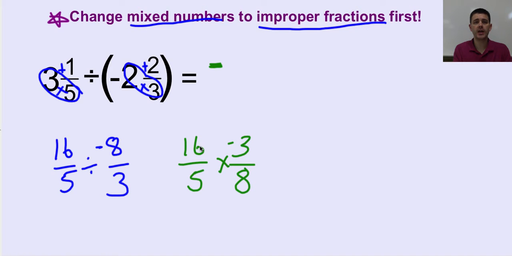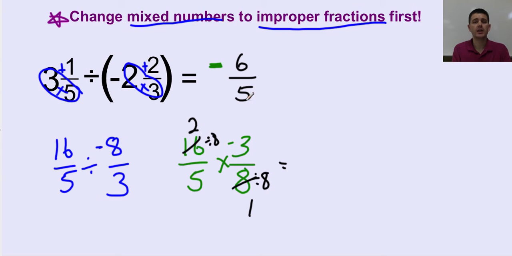Once it's written as a multiplication problem, now I can cross simplify. 8 and 16 can both be divided by 8. I can't simplify anymore, so I multiply. 2 times 3 is 6. 5 times 1 is 5, so I get negative 6 fifths.